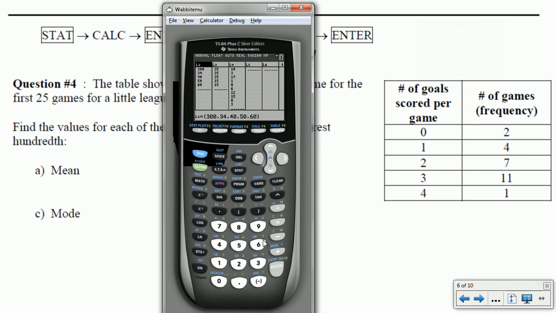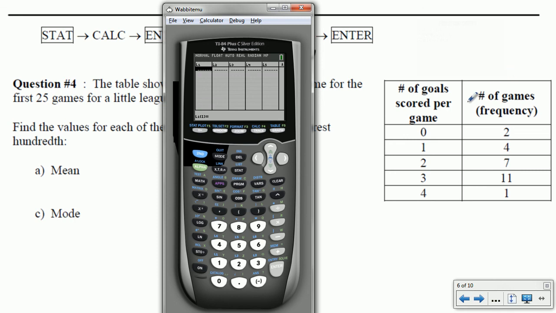So we're going to go second memory, and then we're going to go down to reset, number 7, and we're going to go reset all memory and reset. So now if we go back to stat, L1 is back and all the other rows are reset because we reset the calculator. So we're going to enter all of this data into L1 and all of this data into L2.